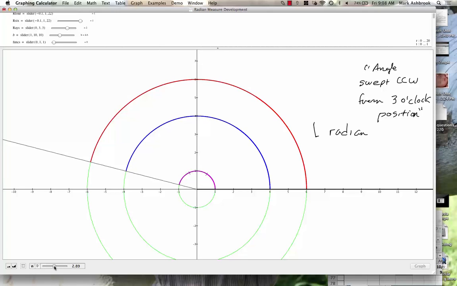So here is 2.9 radius lengths of arc length, no matter what circle you look at. 2.9 radius lengths of arc length are cut off by this angle. What's the measure of that angle then? 2.9 radius lengths are cut off by the rays of this angle. What's the measure of that angle? 2.9 radians. The radian angle measure is the number of radius lengths that the rays of the angle cut off. That's what radian measure is.